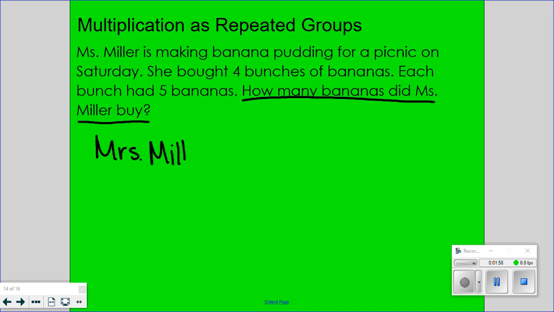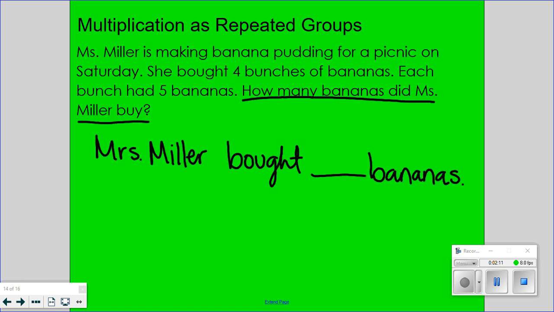That works. Miss Miller bought, and then there's my unit, blank bananas. That's what I'm counting. Blank bananas. Right, so we're writing. All right, got bananas. Cool.